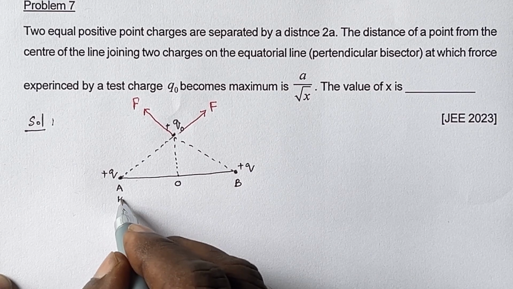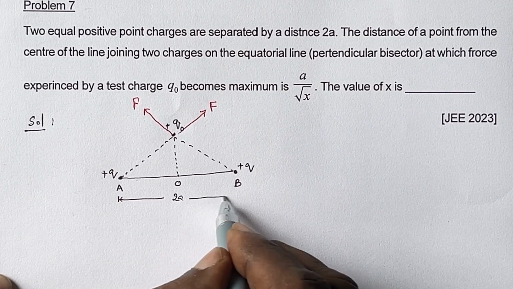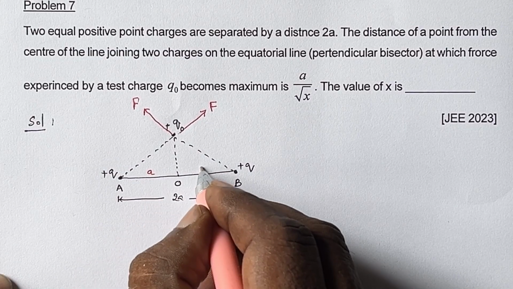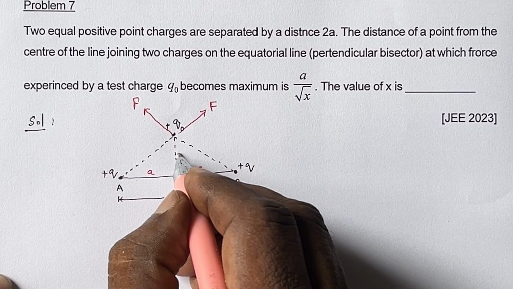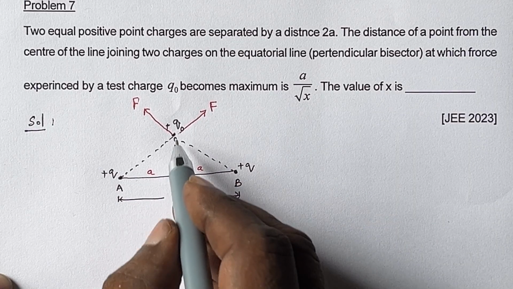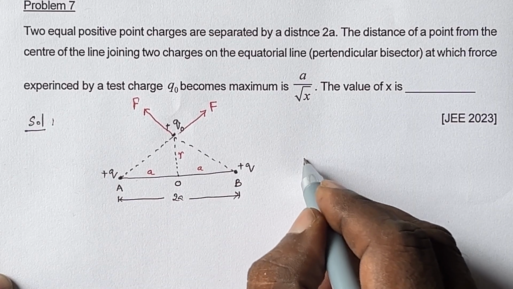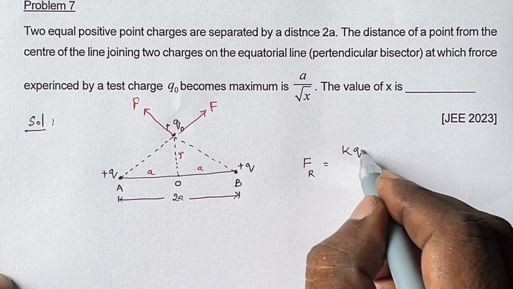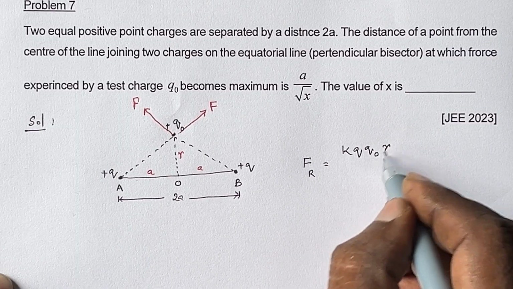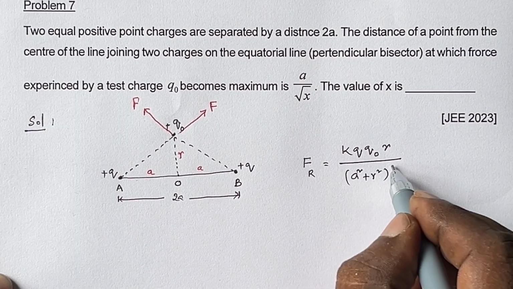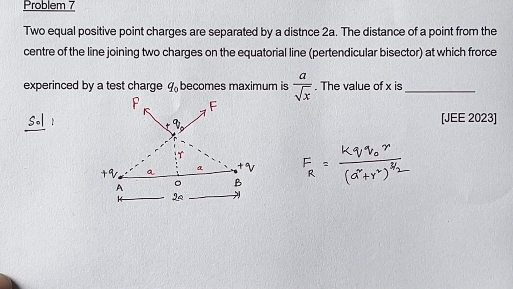The distance between A and B is 2a, given. So this is A, and this is A, and this is some distance R, right? Then we know the formula for the force here. The resultant force is equal to K Q0 R by (A square plus R square) whole power 3 by 2. This is the formula we have got.